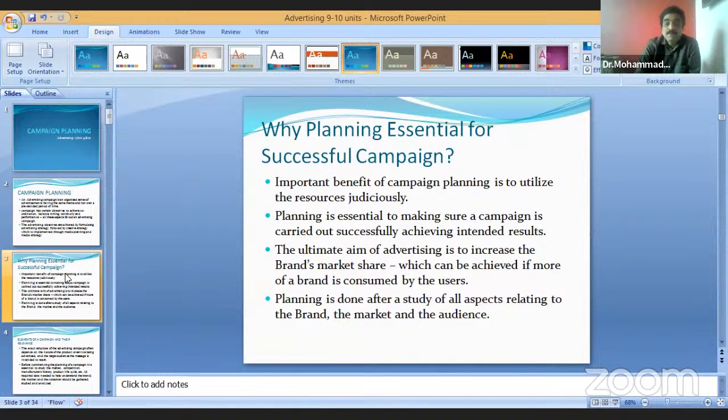An important benefit of campaign planning is to utilize the resources judiciously. What are the resources we have? We have allotted a particular budget for the campaign. We need to deploy and employ particular persons, particular agency, particular media, particular strategy, so that we can proportionately as well as judiciously utilize the particular funds and resources, and convey our message to the target audience, the target viewers.